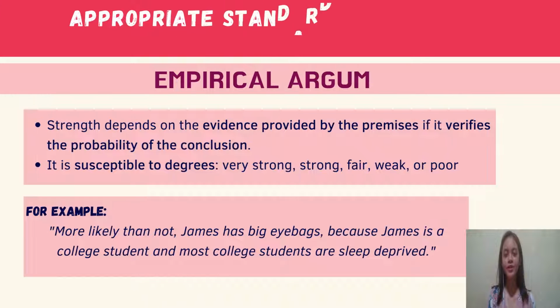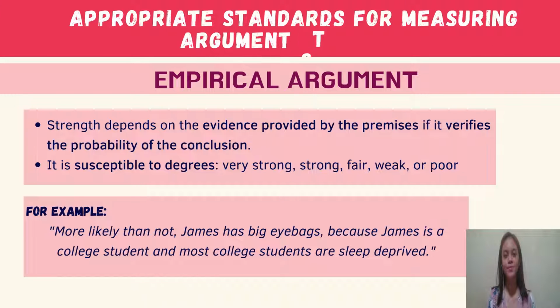The strength of an empirical argument is dependent on the evidence provided by its premises to justify the probability of the conclusion. Strong evidence provided by the premise makes the probability of the conclusion to be true in a higher degree of support. Therefore, it is susceptible to degrees such as strong, very strong, fair, weak, or poor. For example, more likely than not, James has big eye bags because James is a college student, and most college students are sleep deprived.